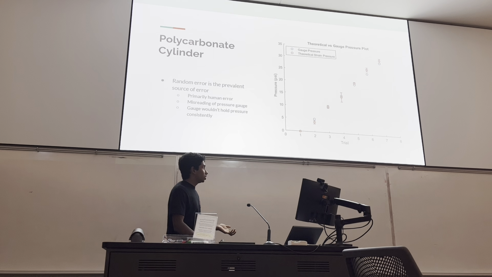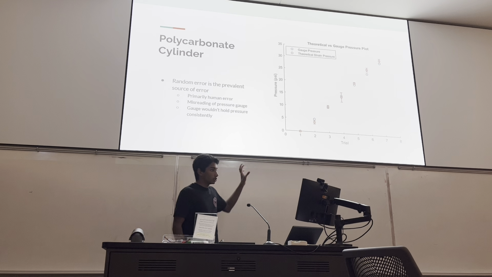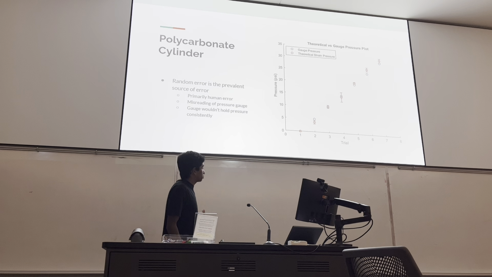There doesn't seem to be a huge systematic error, as the points aren't consistently below or above each other. But there is a little bit of random error as the points aren't exactly aligned, and this is probably because of human error. We could have misread the pressure gauge.